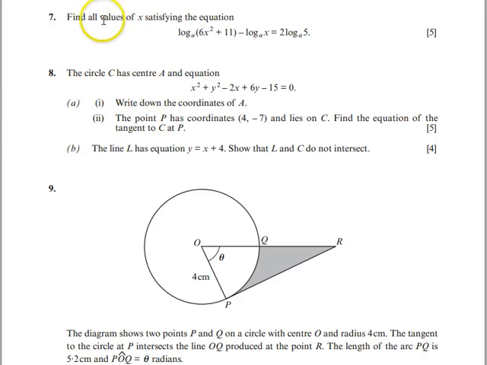Okay guys, let's have a look at 7 then. It's to do with logs, so we need to know our properties of logarithms on this question. Find all the values of x satisfying this equation here: log a of 6x squared plus 11, minus log a of x, equals 2 log a of 5.